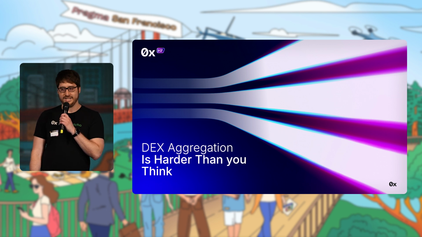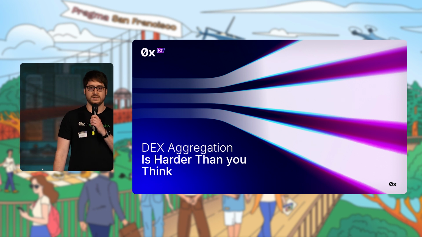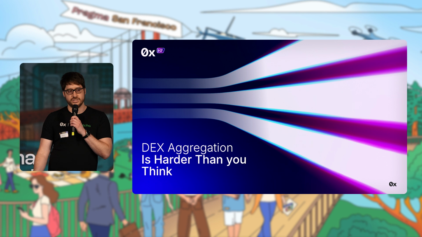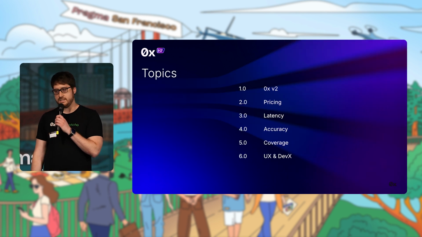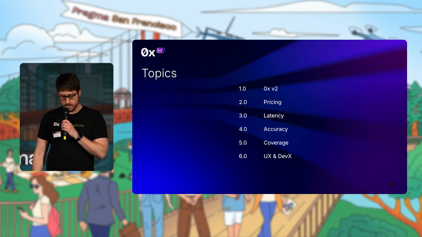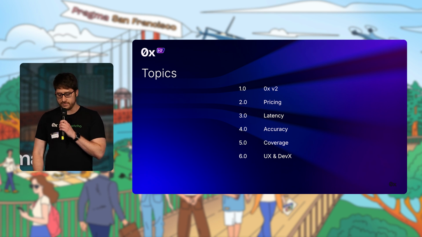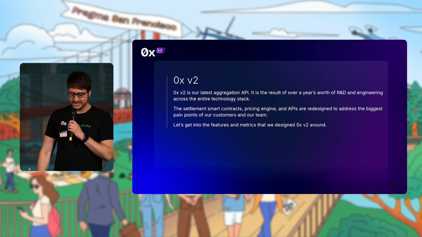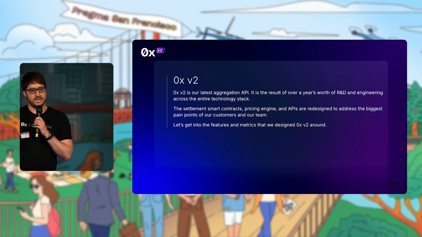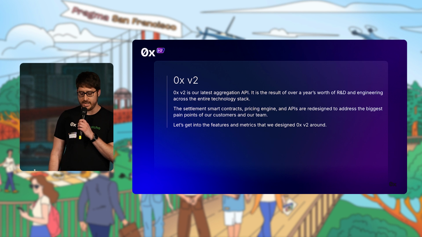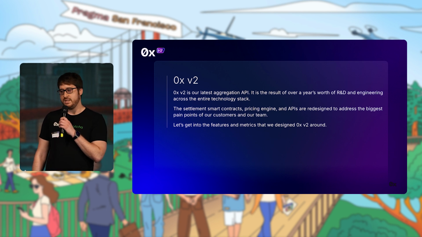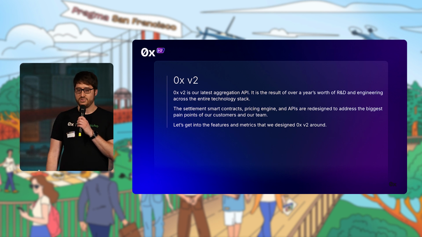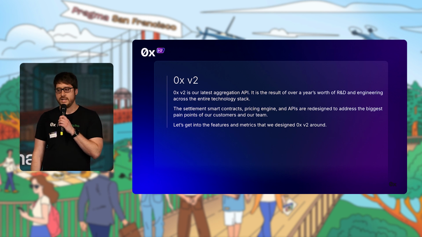We finally upgraded to a brand new architecture just last month, and I wanted to talk about some of the design decisions that went into that and some of the learnings that we had from the first model. So yeah, first I'll just give a brief overview of 0x v2 and then everything else. Cool, so yeah, as I mentioned, 0x v2 is our latest liquidity aggregation API. We worked on it for over a year. It was pretty much an all-company effort, all hands on deck.